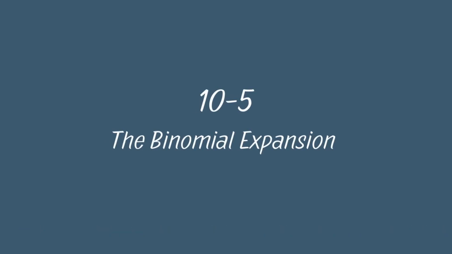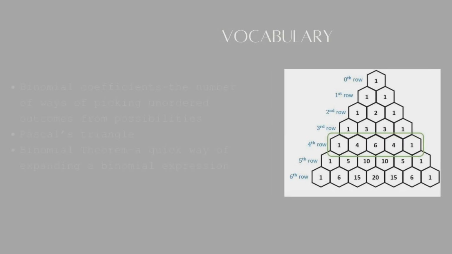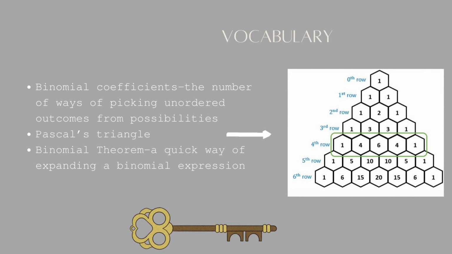So on, we talk about the binomial expansion. Binomial coefficients are the number of ways of picking unordered outcomes from the possibilities. Pascal's triangle is the picture I put on the right. It helps us to solve the expansion. The binomial theorem is a quick way of expanding a binomial expression.